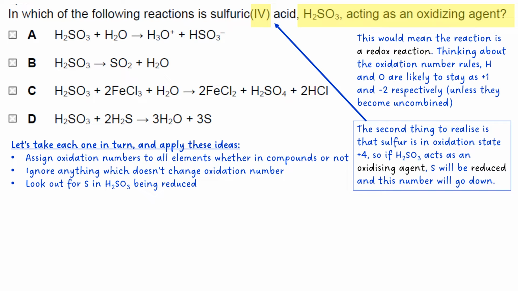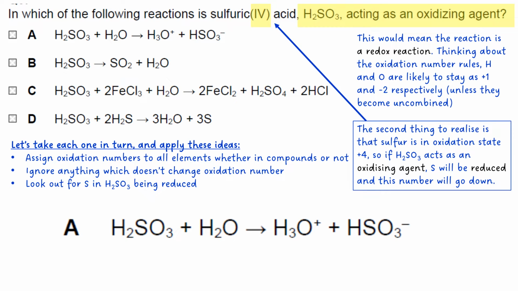We first of all have to assign oxidation numbers to all the elements, whether they're in compounds or they're uncombined. Then we can ignore anything which doesn't change oxidation number because that's obviously not part of the redox aspect of the reaction. And then finally, if we do have a redox reaction, we look out for what happens to sulfur. Is it going from +4 down to a smaller number, like +3, +2, a negative number even? So let's take A first of all.